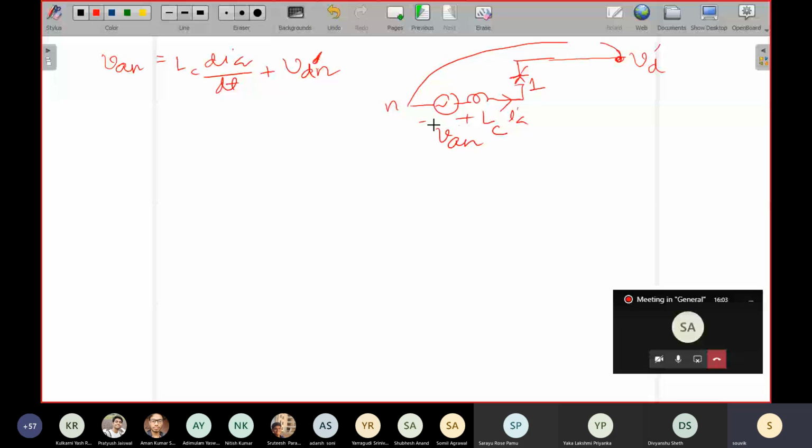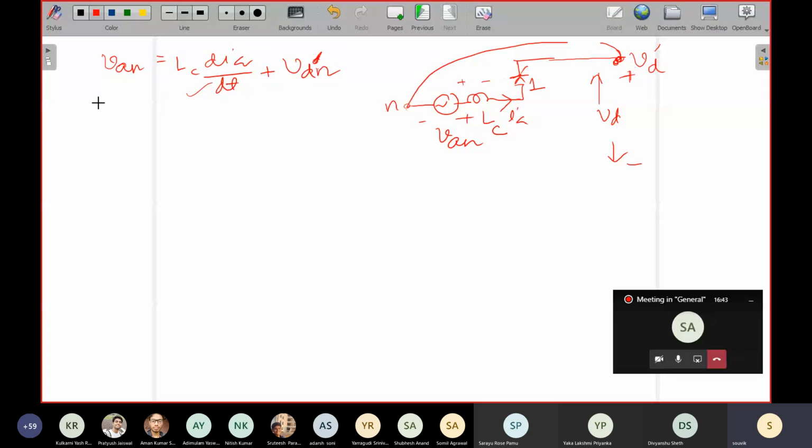So you see the Kirchhoff's law, with respect to N, this is VAN, then this drop L di by dt, LC dIA by dt, that is the second part, and then you get this voltage, VD dash N. This is the DC positive terminal. So the DC positive terminal voltage is VD dash with respect to the neutral point N, right? I am not talking about VD, which is between the positive and negative terminal voltage. This is the VD voltage. So for the A phase, that is the equation.